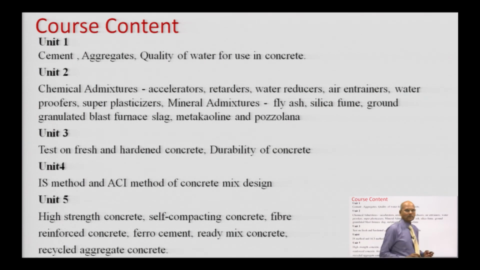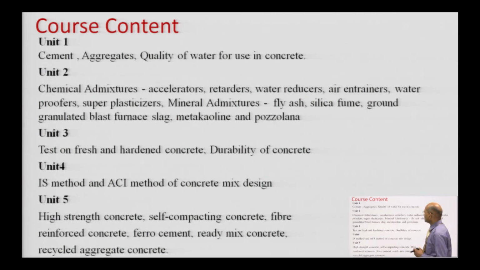So, the course content I would like to discuss. We have 5 units. The first unit is related to cement, aggregates, and quality of water for use in concrete. For cement we talk about production of cement, chemical composition, cement chemistry, physical tests, chemical tests, aggregates, different quality control measures, then quality of water. All these things we will be studying in unit 1, types of cement.